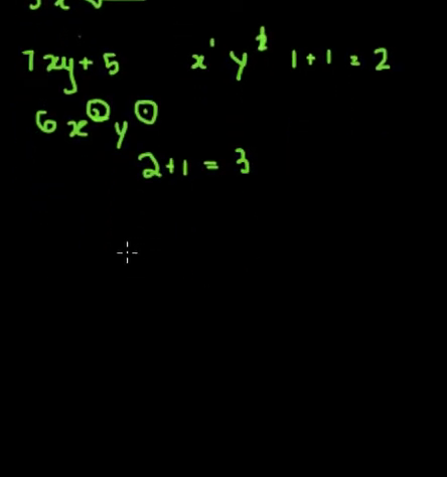Another example could be, let's look at 7a squared b cubed. So in this particular example, the degree will be 2 plus 3. And so the degree of this term will be the sum of 2 and 3, which is 5.